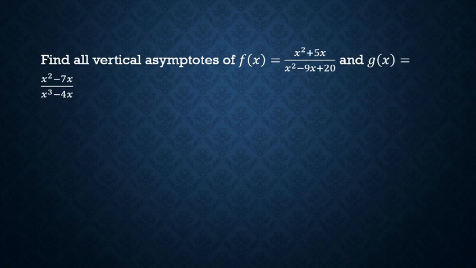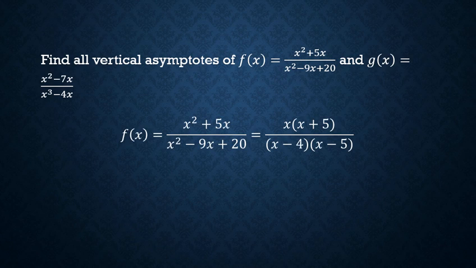So first we're going to find all vertical asymptotes of f of x right here: x squared plus 5x divided by x squared minus 9x plus 20. Now when you see a problem like this, the first thing you always want to do is factor out the top and factor out the bottom. And you want to check to see then, are there common factors?